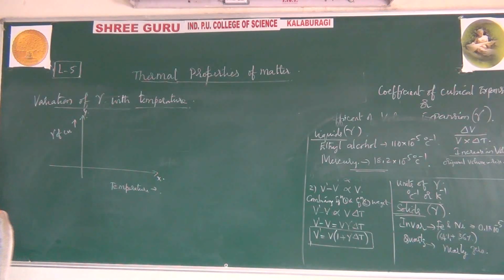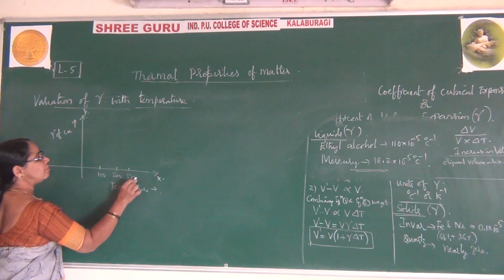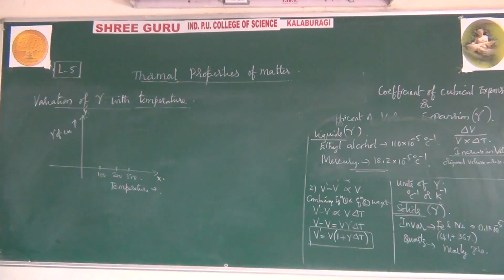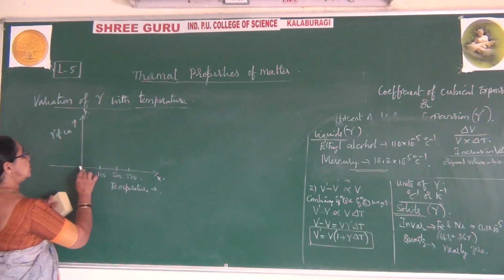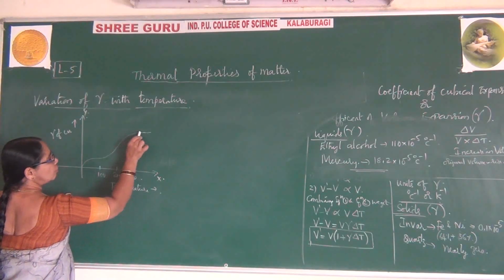What I want to say here is, for a small rise in temperature, gamma will rise, and it will rise for some temperature, and after some time it becomes constant. At what temperature does it become constant? Above 500 Kelvin, it becomes constant. So let me show you here. This is 100, this is 200, and above 500 like this you get a constant value.